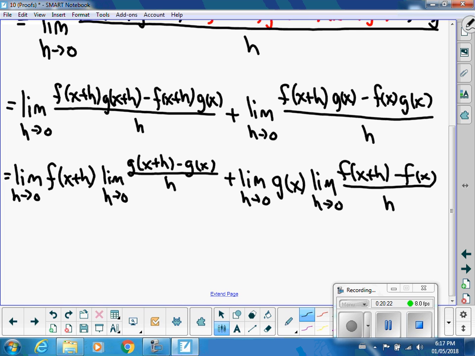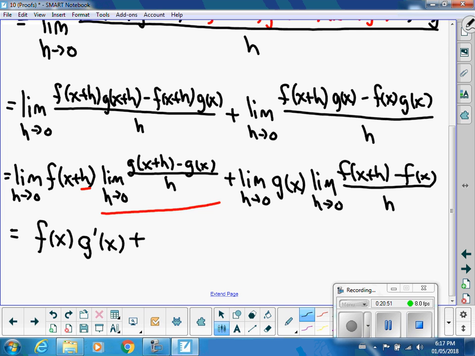The first one, the limit as h goes to 0 of f of x plus h, I don't have any trouble there, so I can just sub in 0 for h right there. So my first part is f of x. The second part, well, if we look at that, that is the definition of the derivative of g. So I get g prime of x.